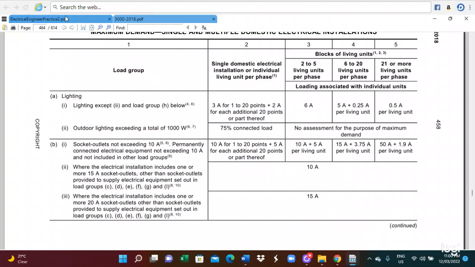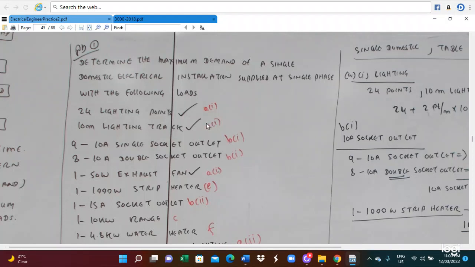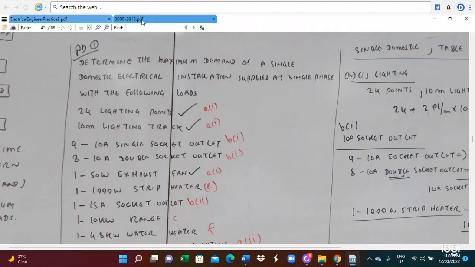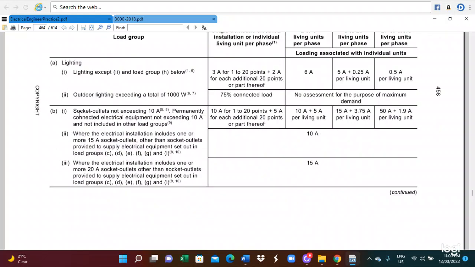Firstly, we take the 24 lighting points. The 24 lighting points are load group B1. Socket outlets are here, but the lighting is load group A1. For lighting, in the case of 1 to 20 points, you take 3 amperes. For every additional 20 points, you add 2 amperes. So this is the rule.